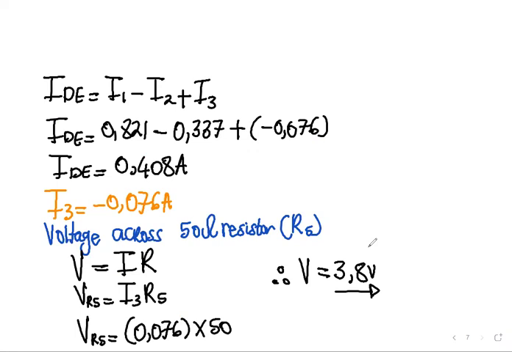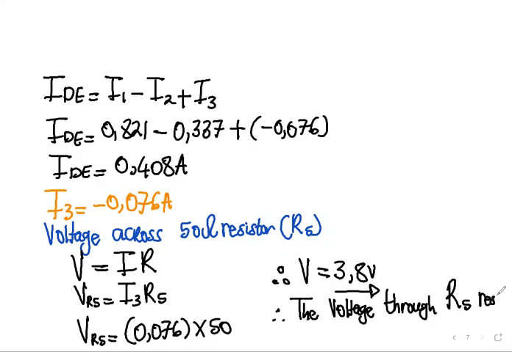Now that negative, as I've just elaborated, voltage can never be negative, so we must omit the negative sign. So if you want to write it properly, you can say therefore the voltage through the R5 resistor, let me write it here, through the R5 resistor is going to be 3.8 volts, just like that.